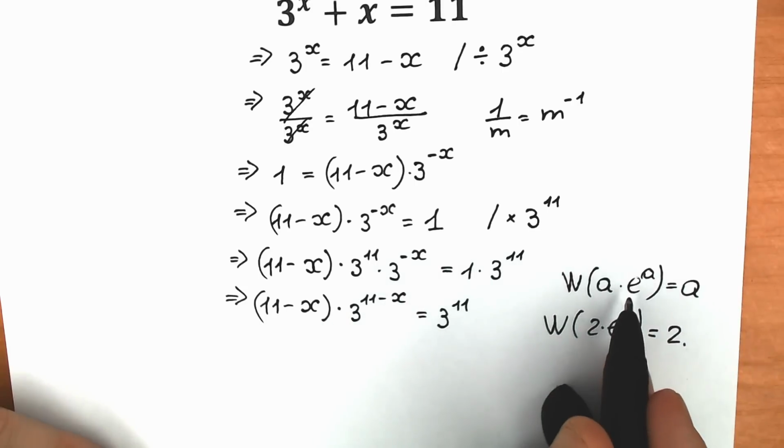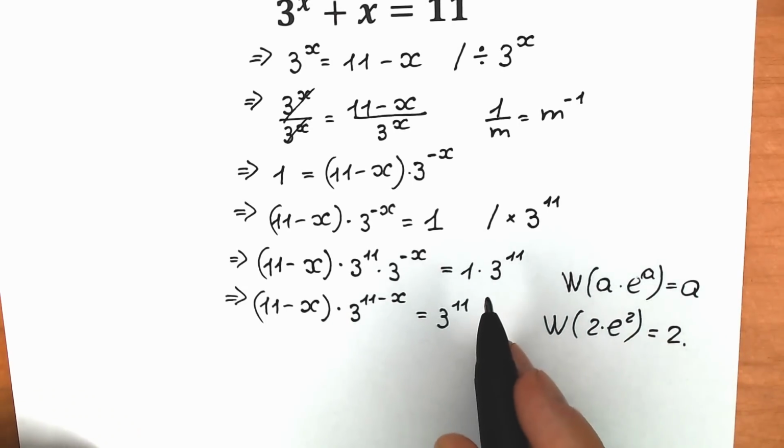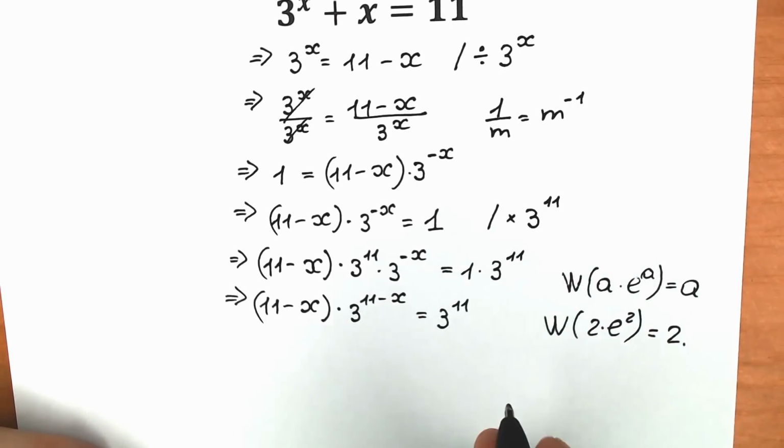In our case, we need to have e. So we need to create e. But how can you do this? Very tricky. I'm going to show you a very tricky move.